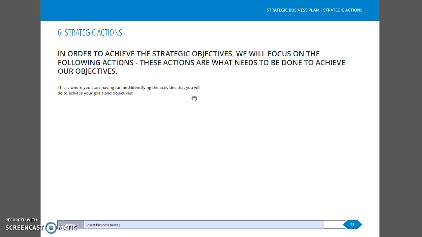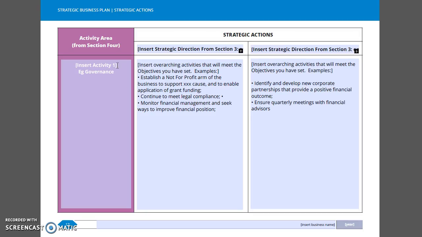Next, we look at your strategic actions. Now, in order to achieve those bigger picture objectives, we need to start looking at some on-the-ground actions. What actions are actually going to get us across the finish line? And again, we look at each of the pillars separately. It just keeps it easier, really simple, and making sure that we are giving each area of our business the attention that it needs and deserves.